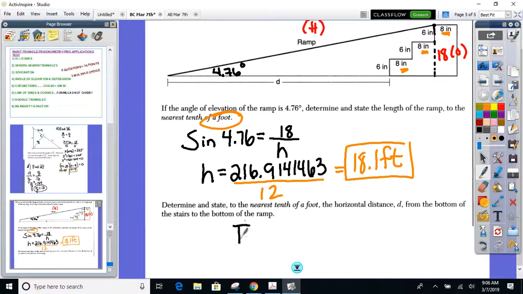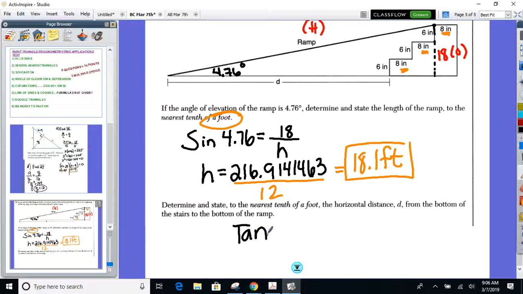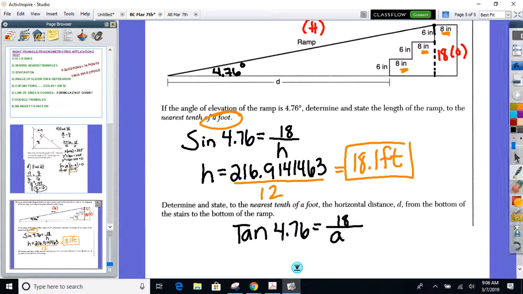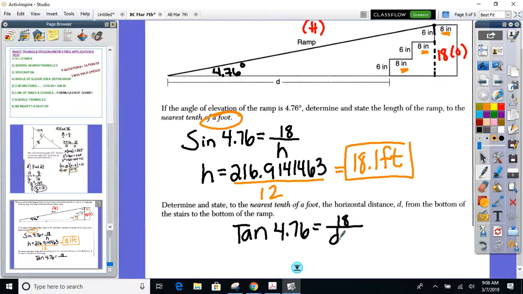Yep. And whatever you feel comfortable with tomorrow. We could have done Pythag. We could have done law of sines. So tangent 4.76 is equal to opposite 18 over adjacent. Well, actually, I should probably call that D here, huh?